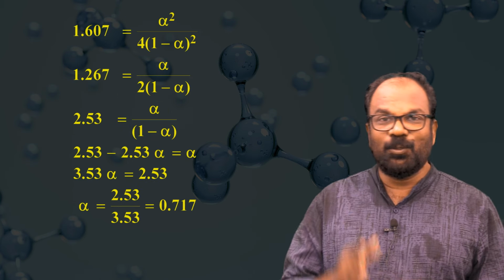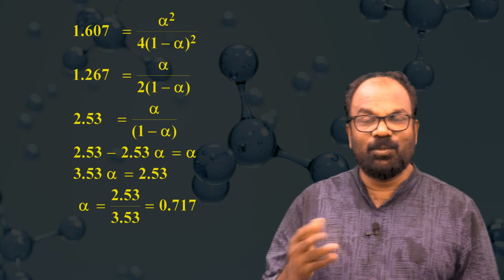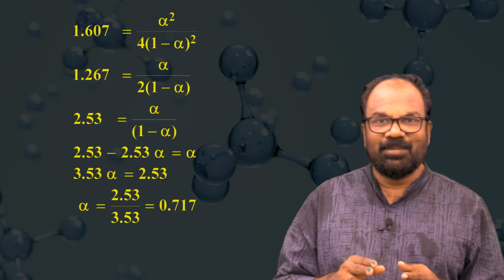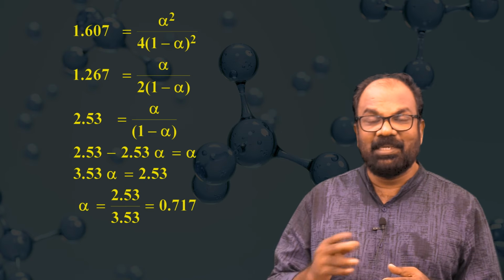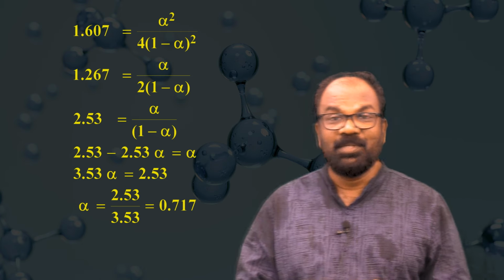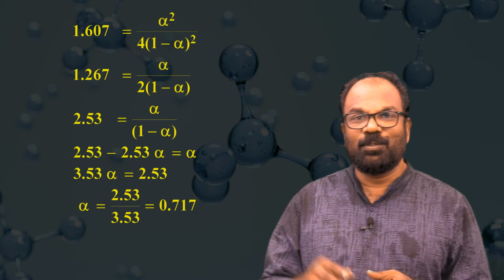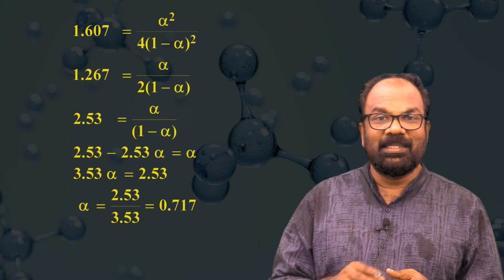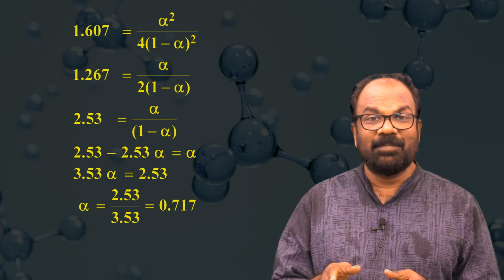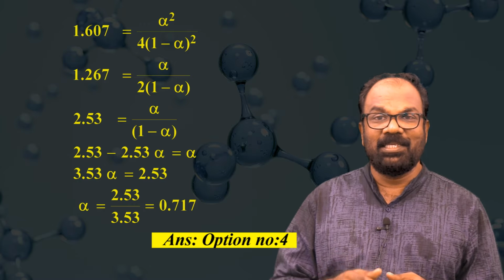But here Kc is equal to 1.607, so it is equal to alpha square divided by 4 into 1 minus alpha the whole square. Taking square root on both sides, the equation becomes 1.267 is equal to alpha divided by 2 into 1 minus alpha. That is 2.53 is equal to alpha divided by 1 minus alpha. Then cross multiply, 2.53 minus 2.53 alpha is equal to alpha. That is 3.53 alpha is equal to 2.53. Therefore, alpha is equal to 2.53 divided by 3.53. That is equal to 0.717. So here the answer is option number 4.